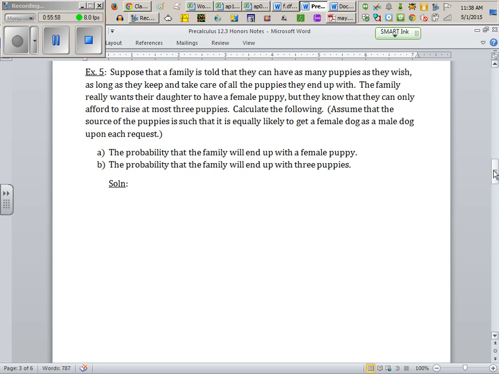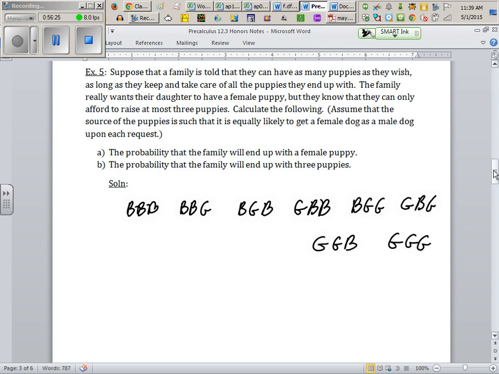So I think we can just get away with writing out that long 8-term sample space again. These are all the possible 3-puppy scenarios that exist in the world. BBB, BBG, BGB, GBB, BGG, GBG, GGB, and GGG. For part A, this is actually the correct sample space. And the number of elements is clearly 8.